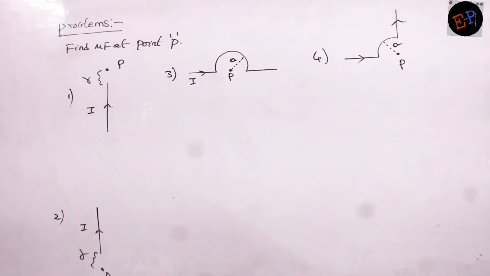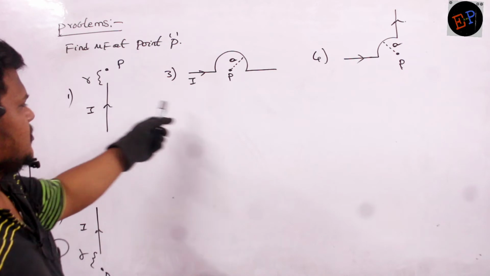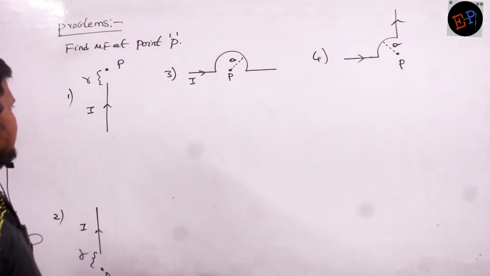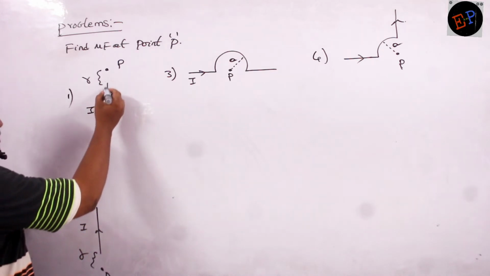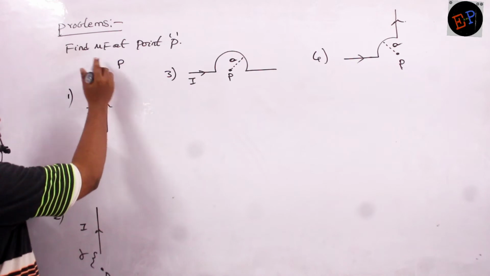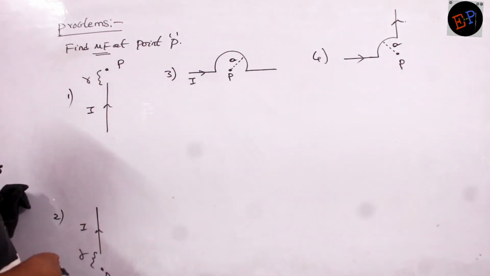So let us calculate magnetic field because of these structures which are given at a point P. So 1, 2, 3, 4 problems are given. So this is a current carrying conductor. Here at a point P at a distance of R, I want to find out magnetic field. Anybody? 0.